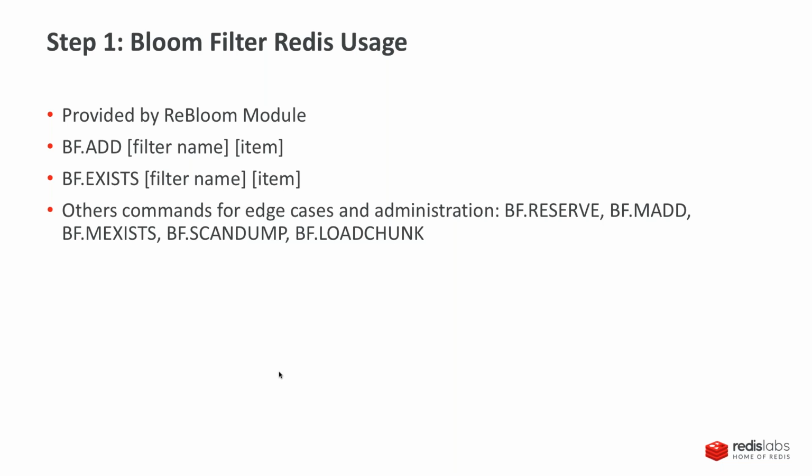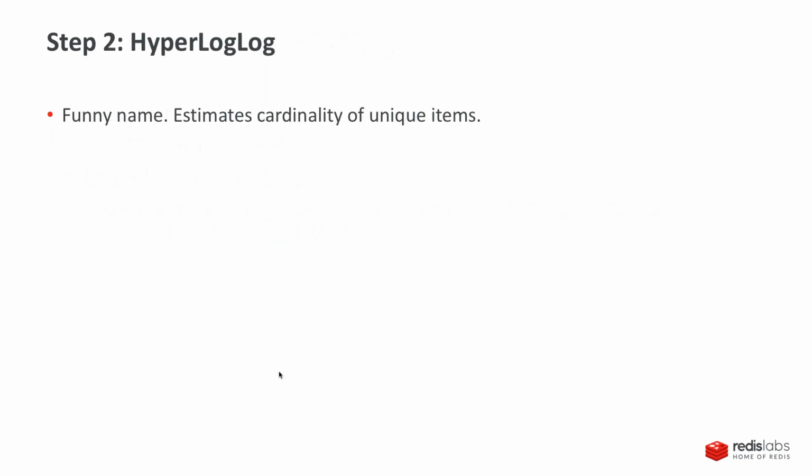So that's Bloom filters. That's the foundational aspect of Bloom filters. But I do want to talk about one that's used very often in Redis as well: HyperLogLog. It's a really funny name, but what it does is estimate the cardinality of unique items. It's part of the sketch family of data types. I mentioned count-min sketch earlier. We're not going to go over that today. There is a module for it, but take a look at it and see.